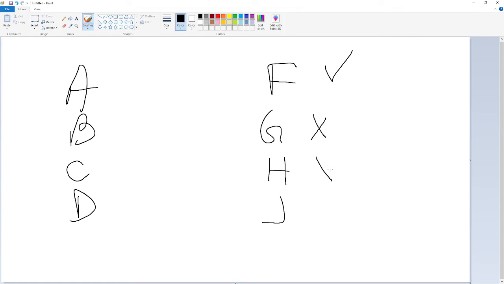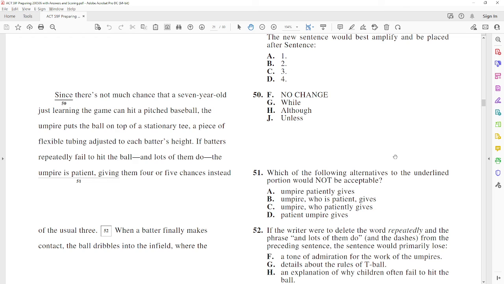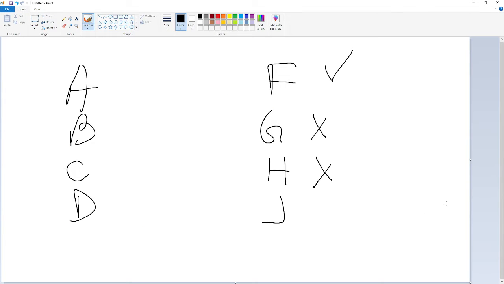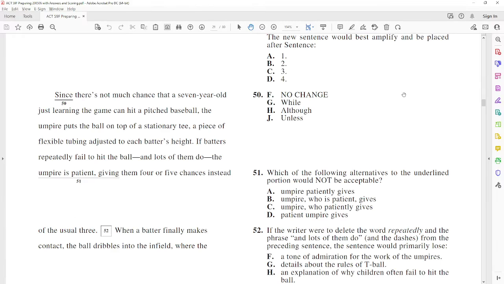Although, opposite. J, unless there's not much chance. So, unless the kids can't hit a ball, the umpire will put the ball on the tee. That doesn't make sense. It's unless the kids can hit a pitched ball, the umpire would put the ball on the tee. So J is out.